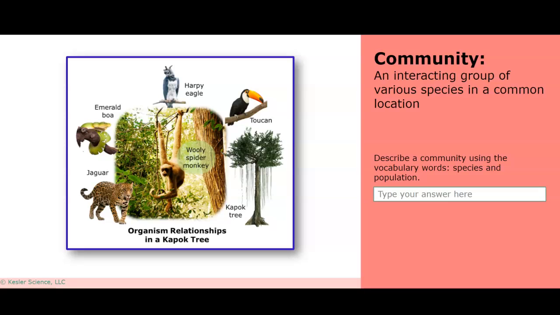A community is where you have more than one species that are interacting in a common location. So when you describe the community, use the words species and population. And on the left, we see an example of organism relationships in a kapok tree.